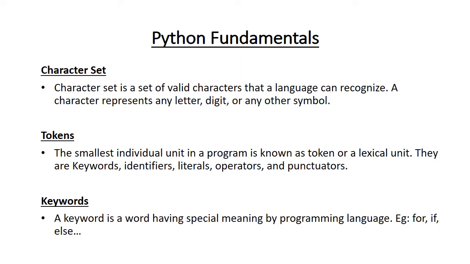Tokens. The smallest individual unit in a program is known as a token or a lexical unit. They are keywords, identifiers, literals, operators, and punctuators. Keywords. A keyword is a word having a special meaning in the programming language. Examples: for, if, else, etc.